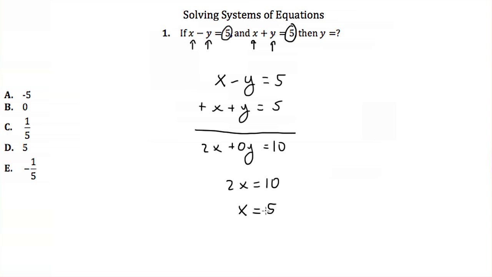Now I solved this for x, but I want the y value. So I have to take this x value and plug it back into either one of these equations. If x plus y is equal to 5 and x is equal to 5, that means 5 plus y is equal to 5. Subtract 5 from both sides and y is equal to 0. And that means our answer is B.